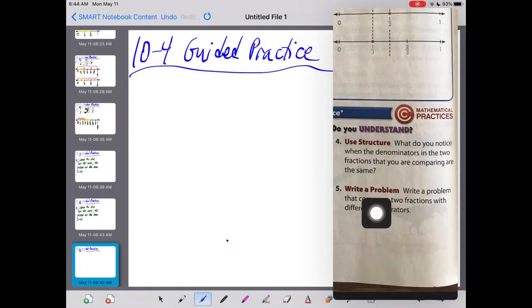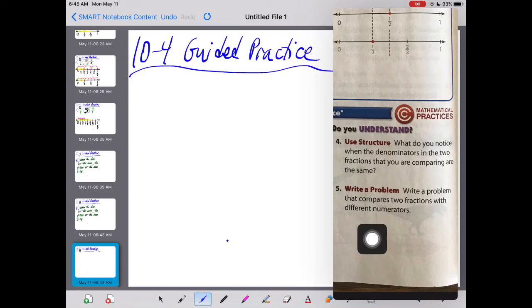Number 5 is asking you to write your own problem. Okay, that's interesting for guided practice, but let's give this a shot. Write a problem that compares two fractions with different numerators. Okay, different numerators. So that's telling me, looks like they didn't say anything about the denominators. So I guess it's up to you. You could have the same denominator, as long as the numerators are different.